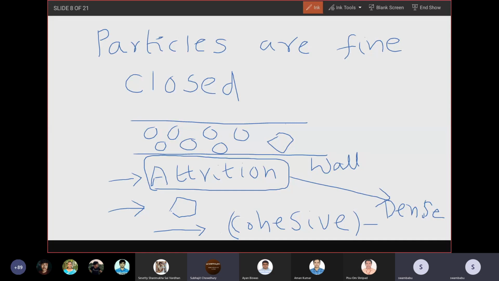Yes, but sir, when we want less attrition, then why do we use dense pneumatic conveying? You will understand when I explain more details of dense pneumatic transport. I haven't even explained what is dense and what is dilute. You just hold on for a few minutes, and probably you will understand better. Okay, sir. Any other questions based on what we discussed?